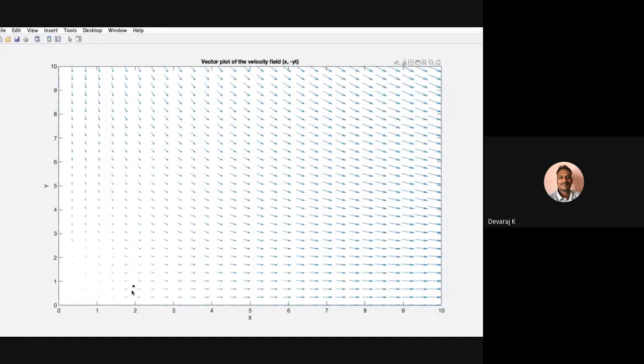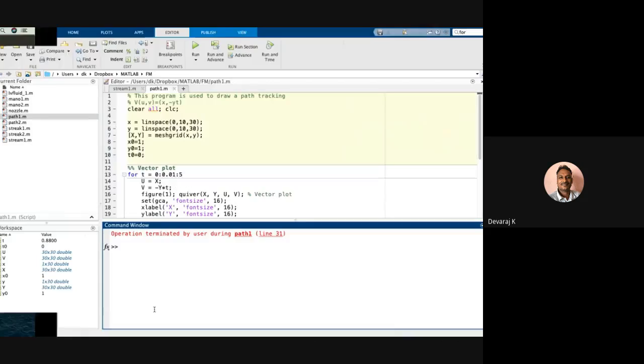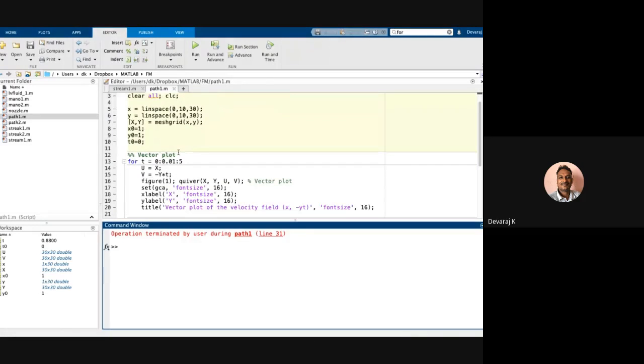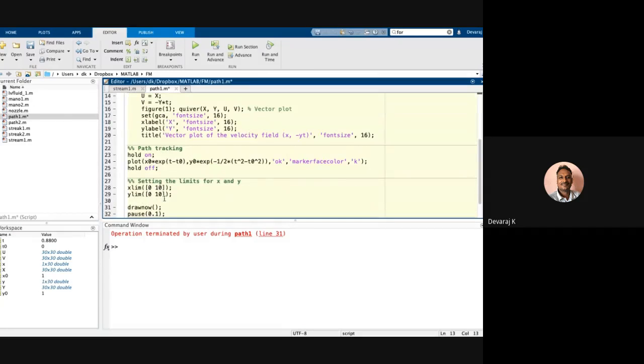Okay. You can see the path of that particular fluid element, which is very slow because the code I gave has more number of points. I can change that. Look at this particular thing. Instead of 0.1, I put this particular thing. This also I will change to 5.